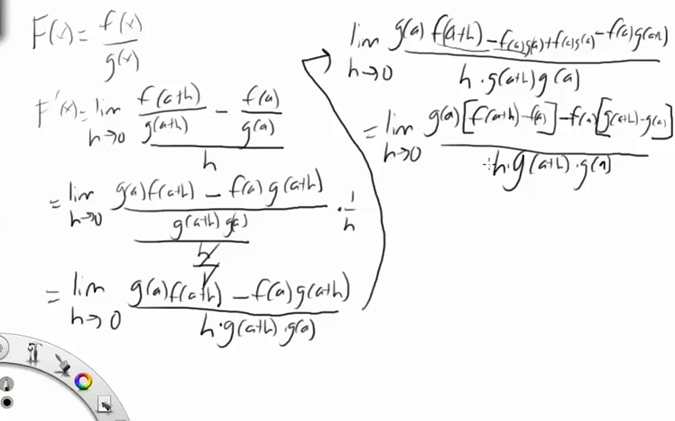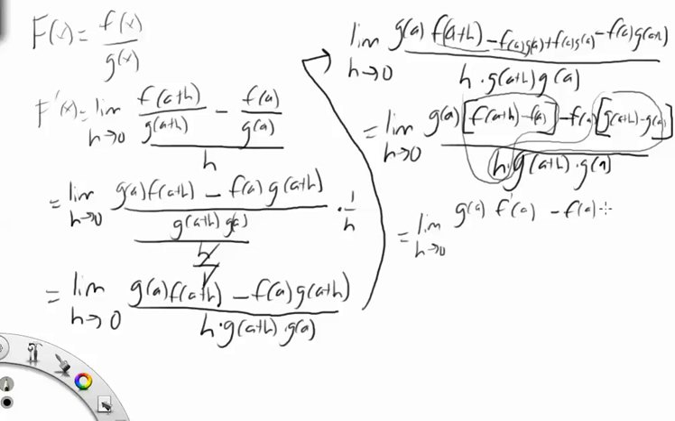Limit as h goes to 0 of this part, well, there's your f prime. Of this part, well, there's your g prime. Let's clean that up. Limit as h goes to 0. I'm going to have g of a, f prime of a, minus f of a, g prime of a, all over g of a plus h times g of a.